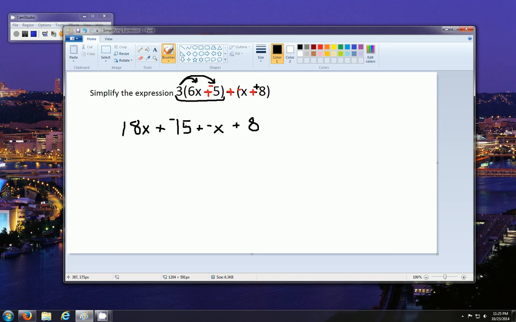Now that we have this, we can combine our like terms, which at this point we should all know that like terms are any terms that share a variable raised to the same power. So both of these are x's raised to the first power, so we can combine this. And 18x plus a -x is going to give us 17x. And then we can combine these because they do not have a variable, therefore they are alike. And a -15 plus a +8 is going to give us -7.